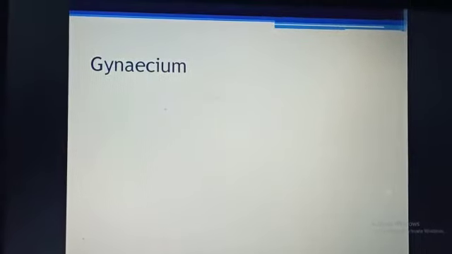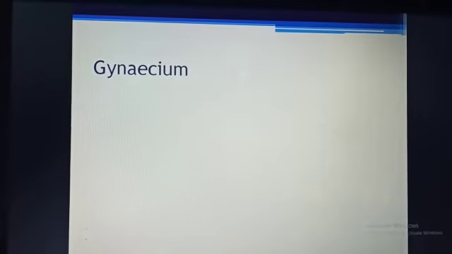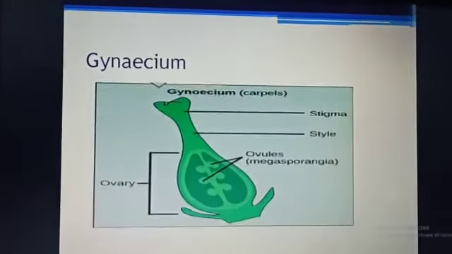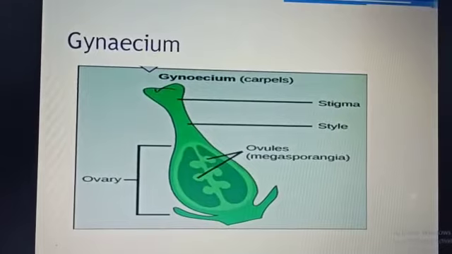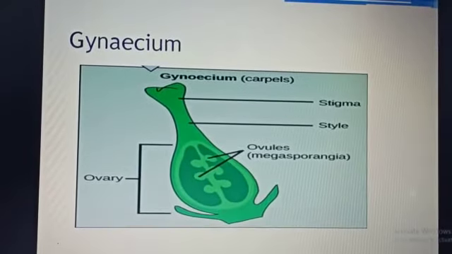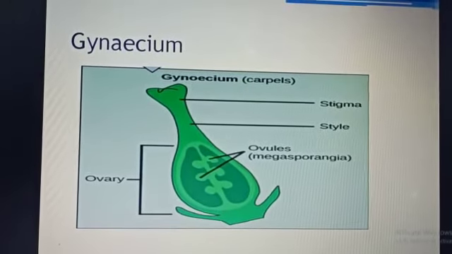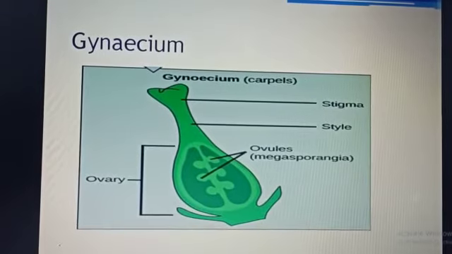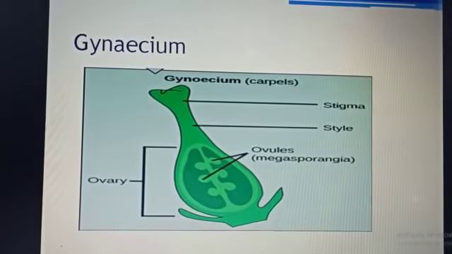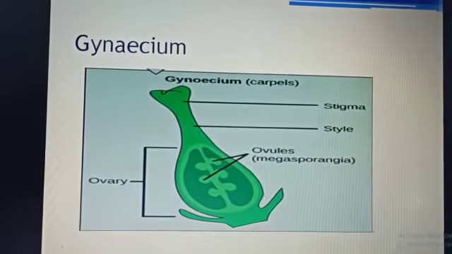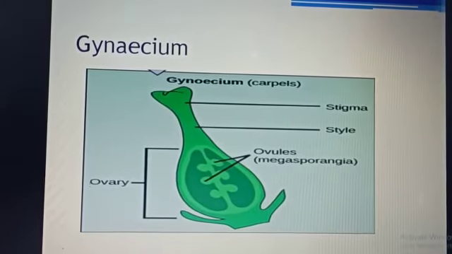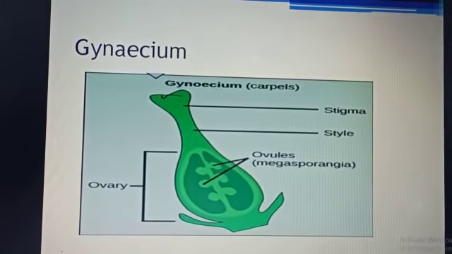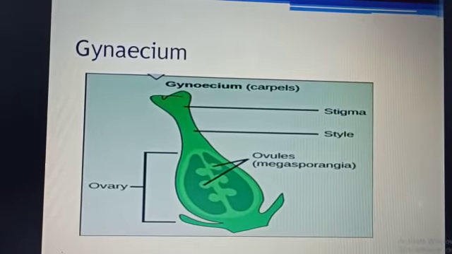Then there is another part, that is the gynoecium. Here you will see in this diagram gynoecium is also called a carpel, and there are three parts of gynoecium. Number first, that is stigma. Number second, that is style, and number third part, that's ovary. And the ovary contains ovules or megasporangia.